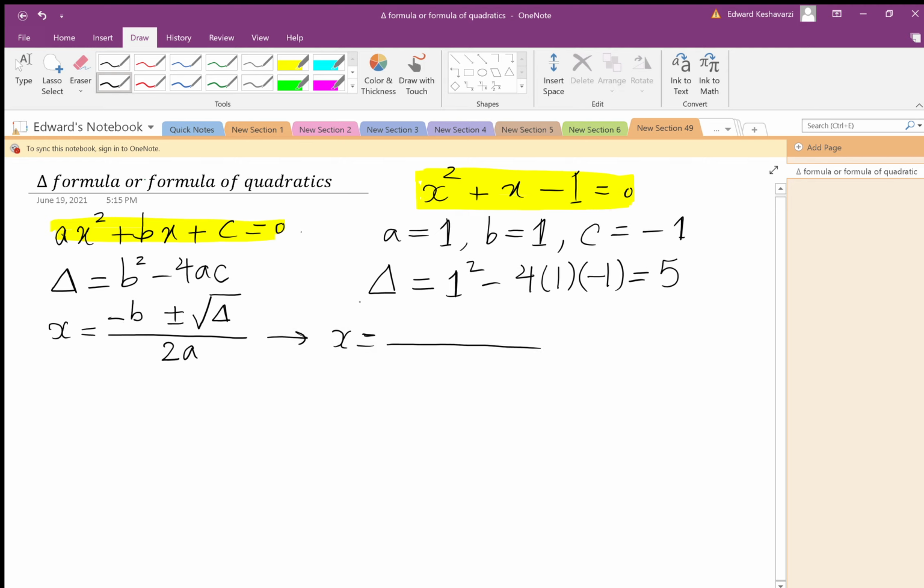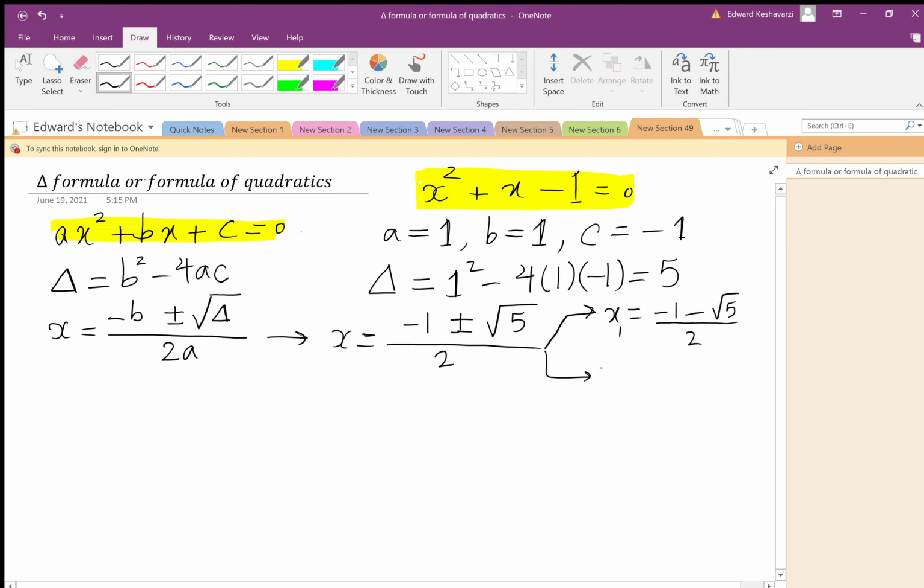Now that you have delta, let's figure out what x is. So according to this formula, x equals negative b, which is negative 1, plus or minus the square root of delta, which is 5, over 2 times a, which is 2. Therefore, there are two solutions. One of them, let's say x1, is negative 1 minus square root of 5 over 2, and x2 equals negative 1 plus square root of 5 over 2.